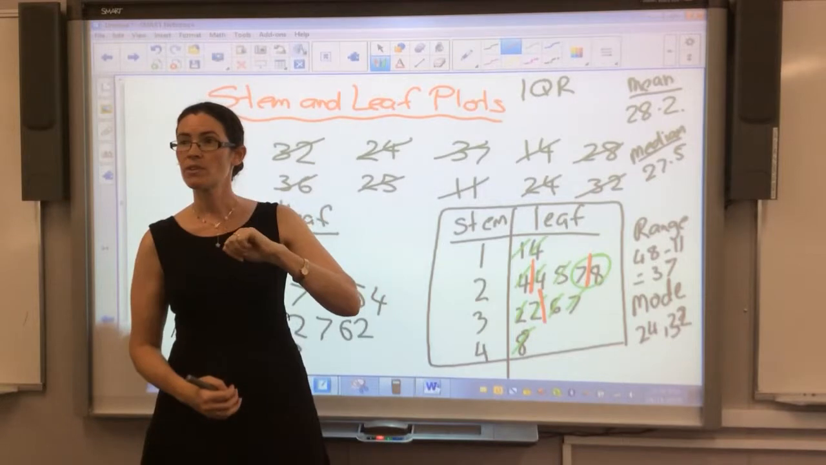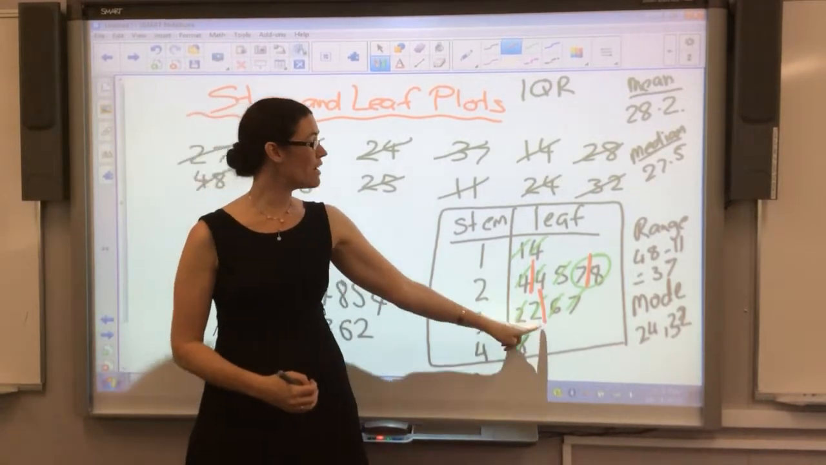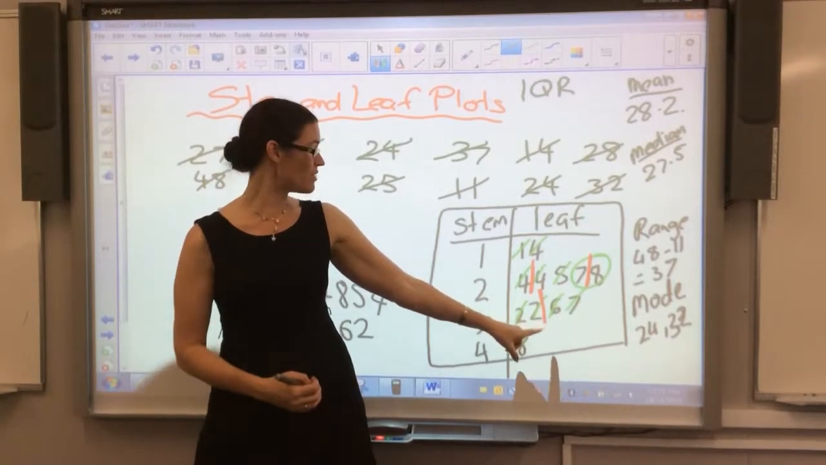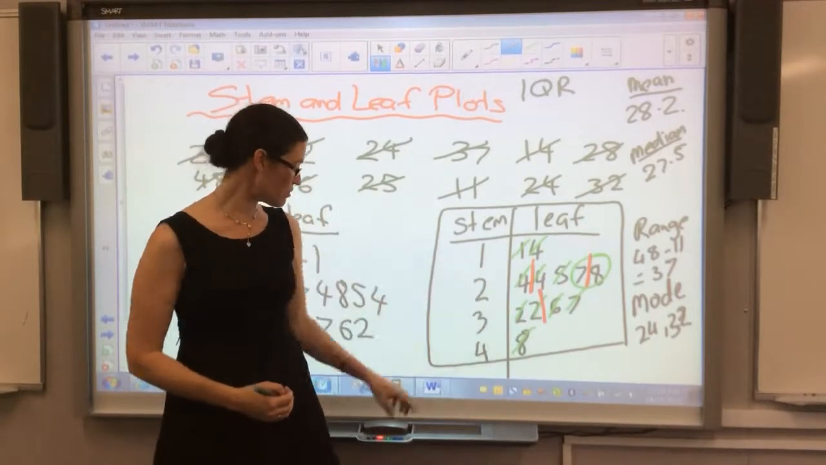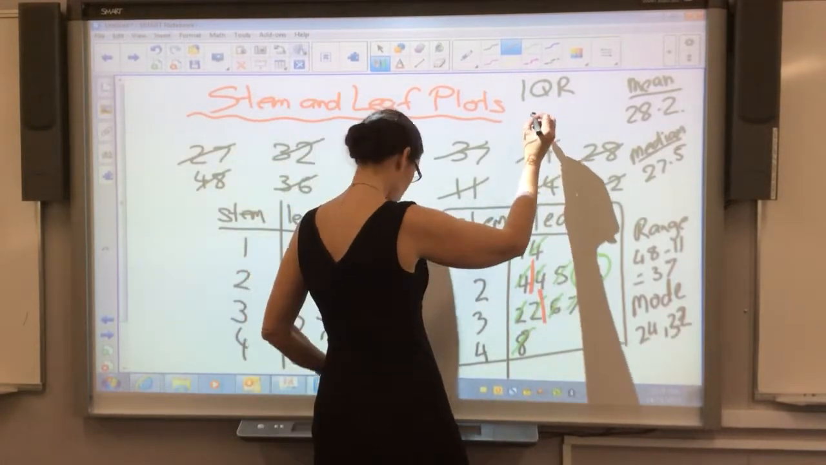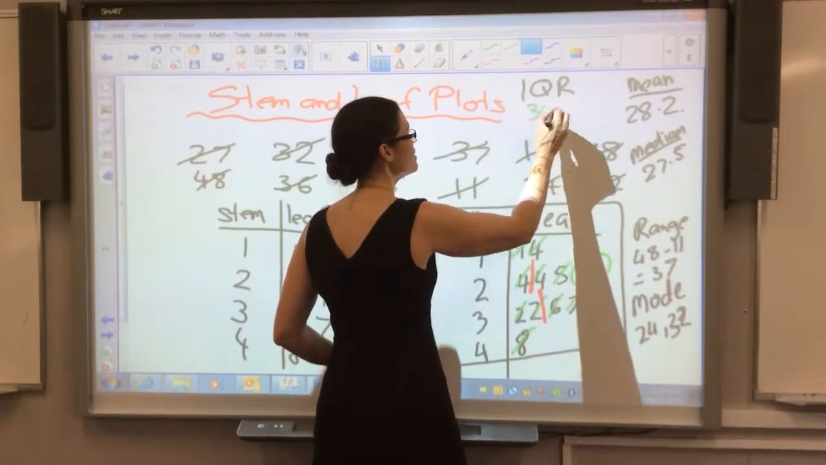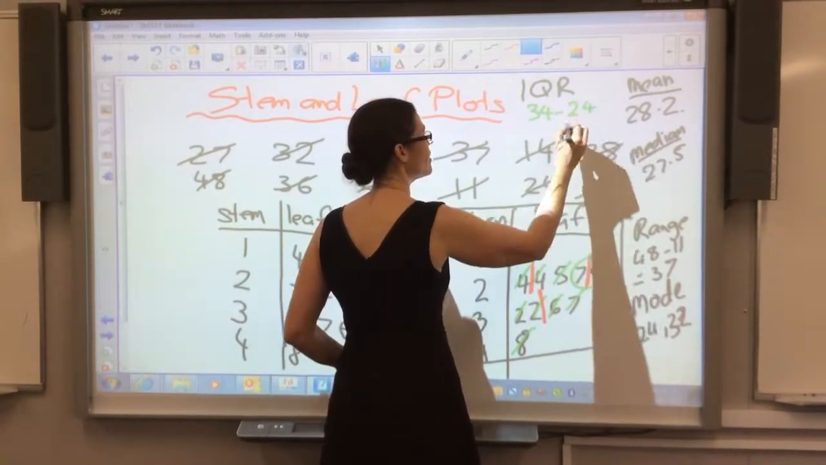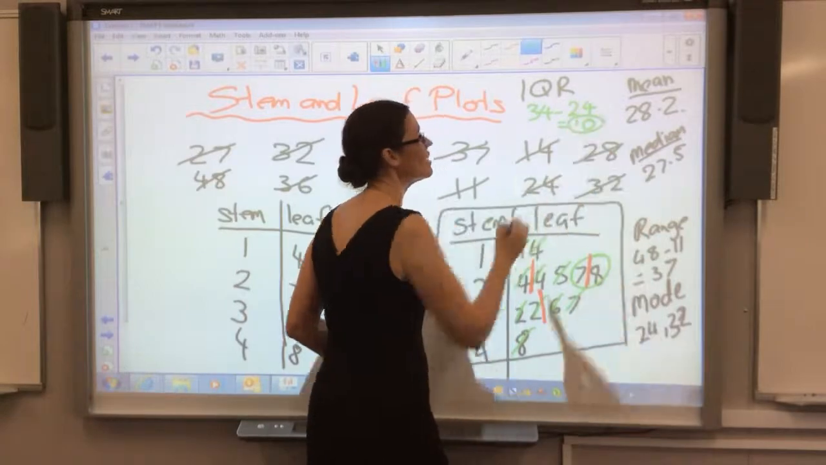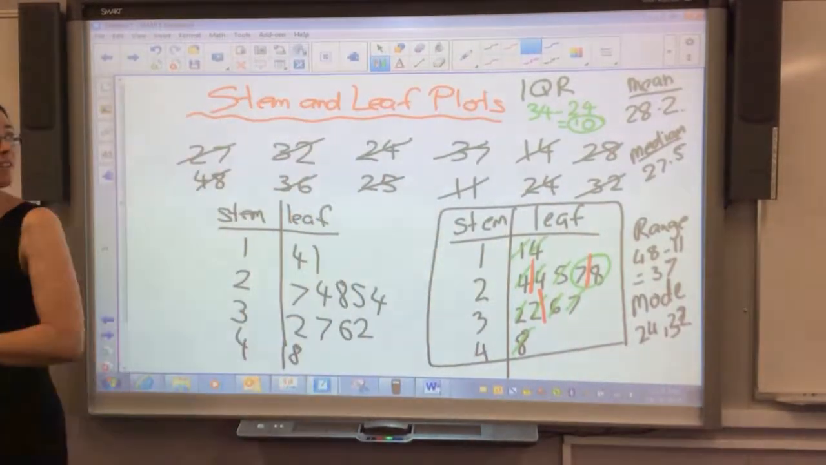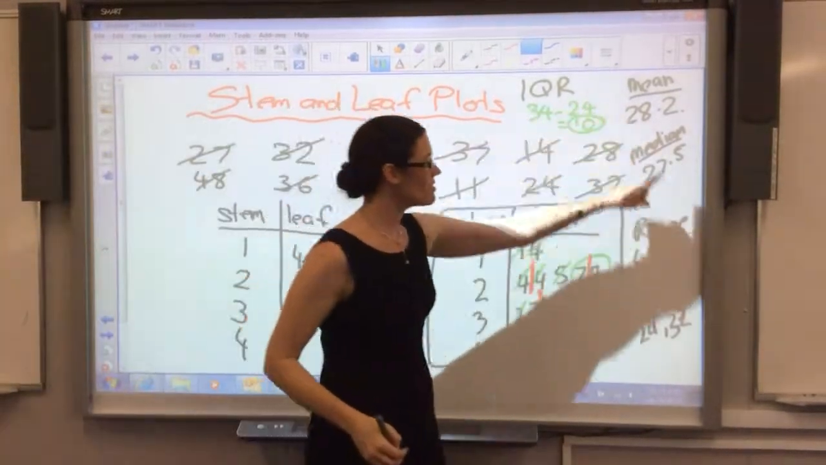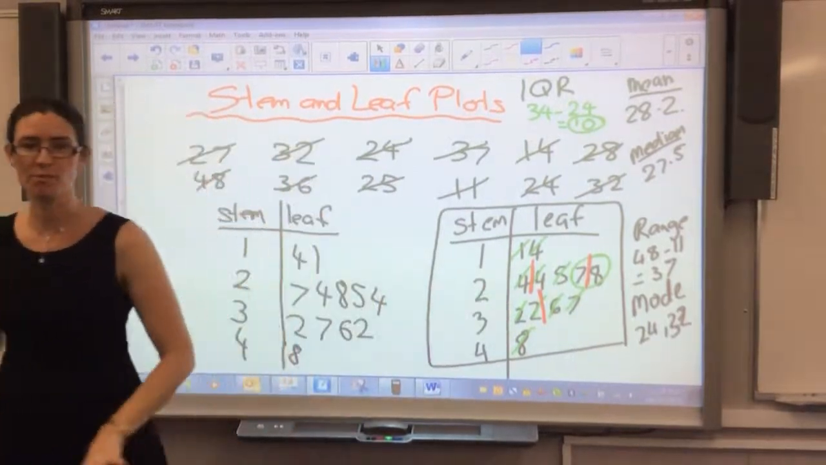So 3 quarters of the way is 34. 1 quarter is 24. So our interquartile range is 34 minus 24, which equals 10. So the interquartile range is 10. So we just found all our statistics from our stem and leaf plots.